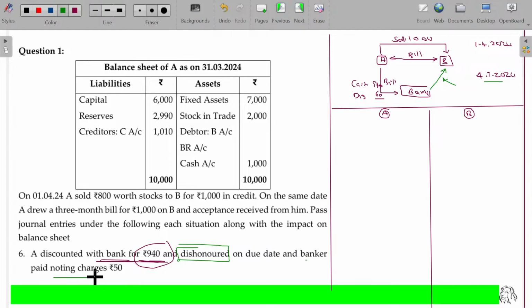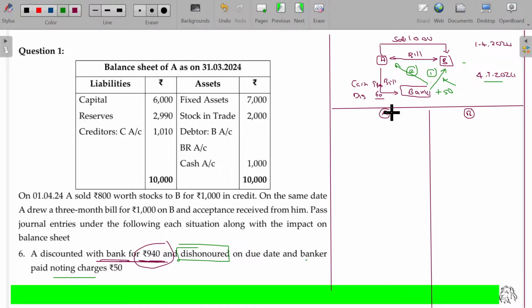And the banker paid noting charges. Because of that reason, the payee being the banker here, he has to pay the noting charges. He paid another 50. And now as B failed to pay, immediately he approaches A. First responsibility to pay is in the hands of B. Second responsibility, that's why we call it secondary liability, is in the hands of A. As B failed to pay, it's a liability of A. He has to settle this money.